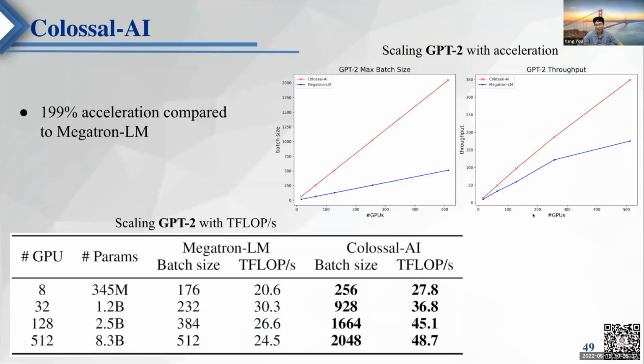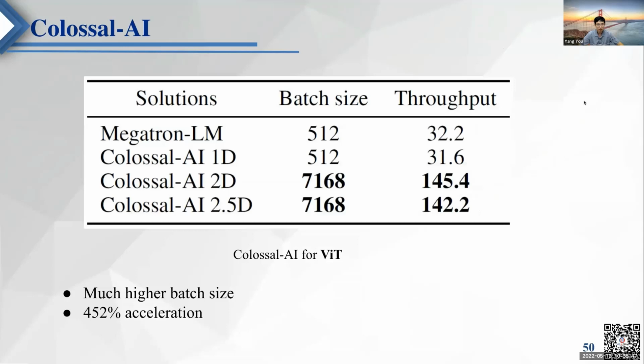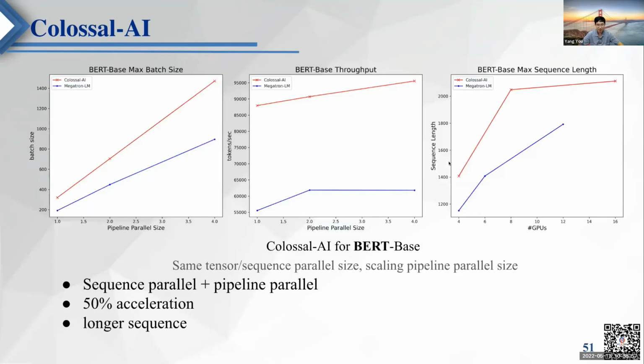So here, the horizontal axis is the number of GPUs, the vertical axis is the throughput. Colossal-AI can give you a higher speed. And also for vision transformer, you see Colossal-AI can allow you to have a large batch size and also a high speed. And also here is a comparison between Colossal-AI and Megatron.